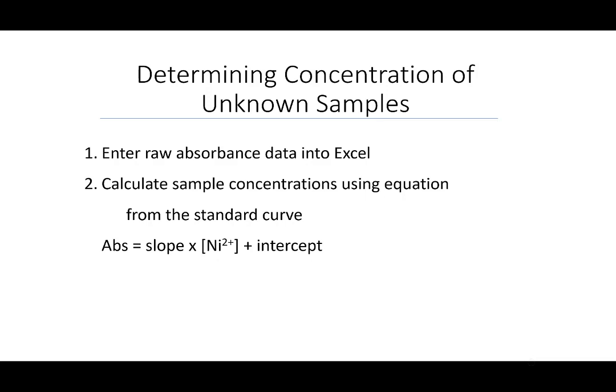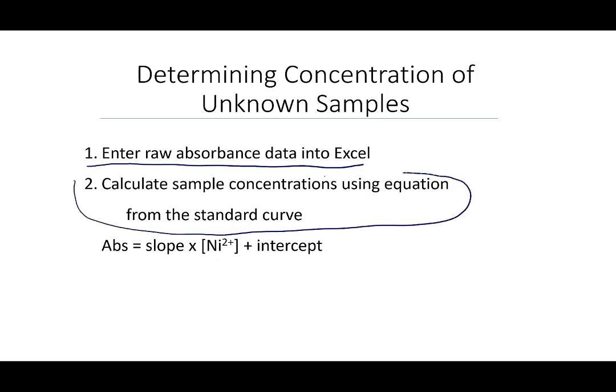Okay, we can now determine the concentration of our unknown samples using our absorption measurements. So what we're going to do is we're going to do this longhand for one sample, but then we're going to do it all in Excel. And the task is really simple. We enter the data into Excel, and then we calculate the concentrations using the equation from the standard curve.